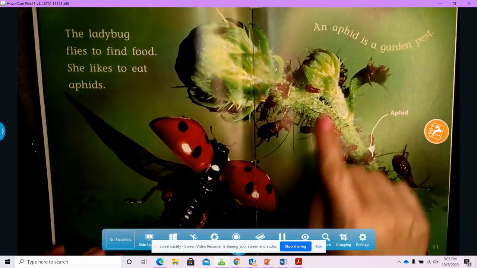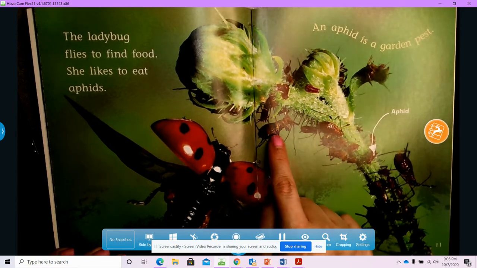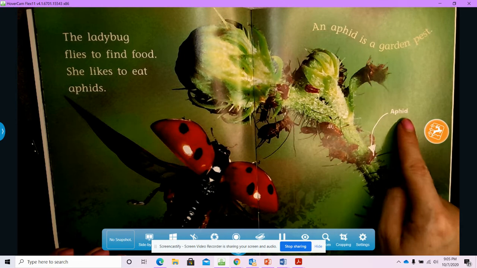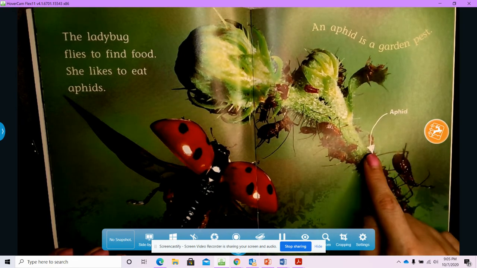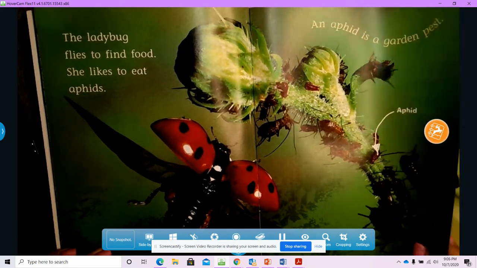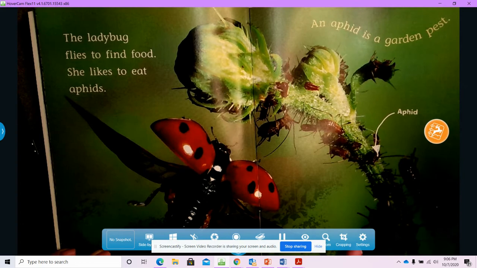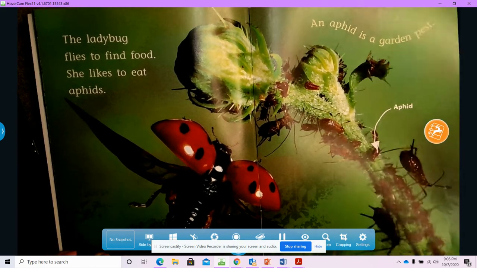What is an aphid? An aphid is a garden pest. So these are examples of aphids. This says aphid. So that's another thing we could write about. Another fact. What do ladybugs eat? Ladybugs eat aphids.